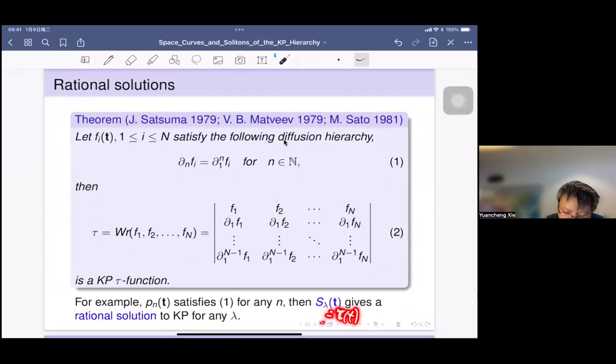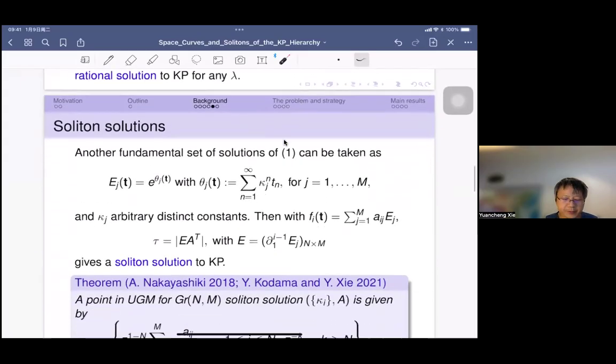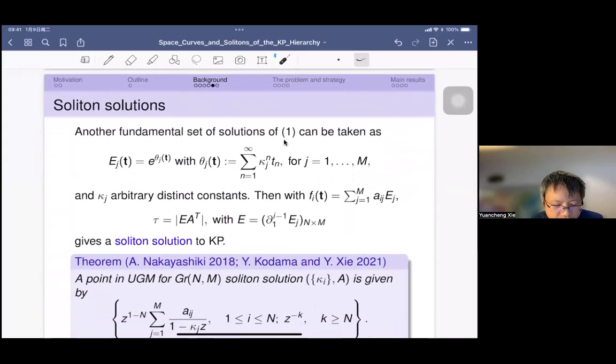And then we just used this as a building block to build all the other tau functions. And another fundamental set of solutions of the heat hierarchy is just a generating series of this elementary Schur polynomial. So we randomly choose any m variables, kappa 1, kappa 2, up to kappa m, and then we use this as a basis.